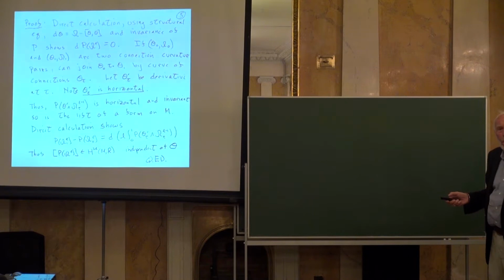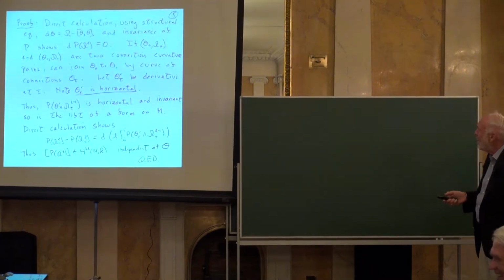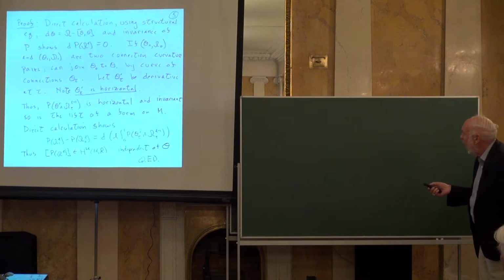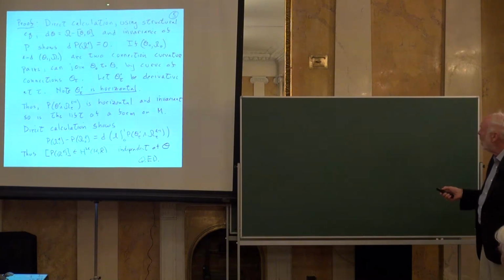As I said, it's closed. The direct calculation shows that it's closed. And if you have two connections, theta 0 with curvature omega 0 and theta 1 with omega 1, you can join them by a curve of connections. That's also always the case.